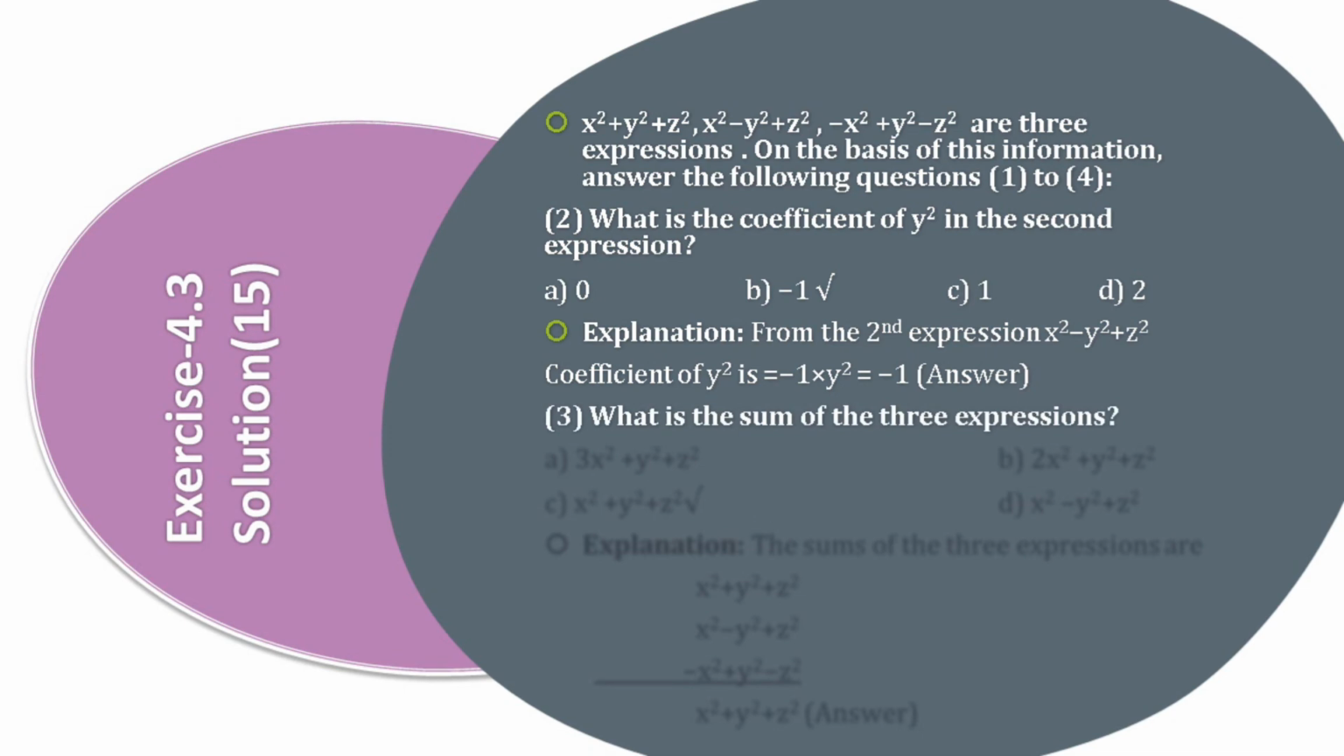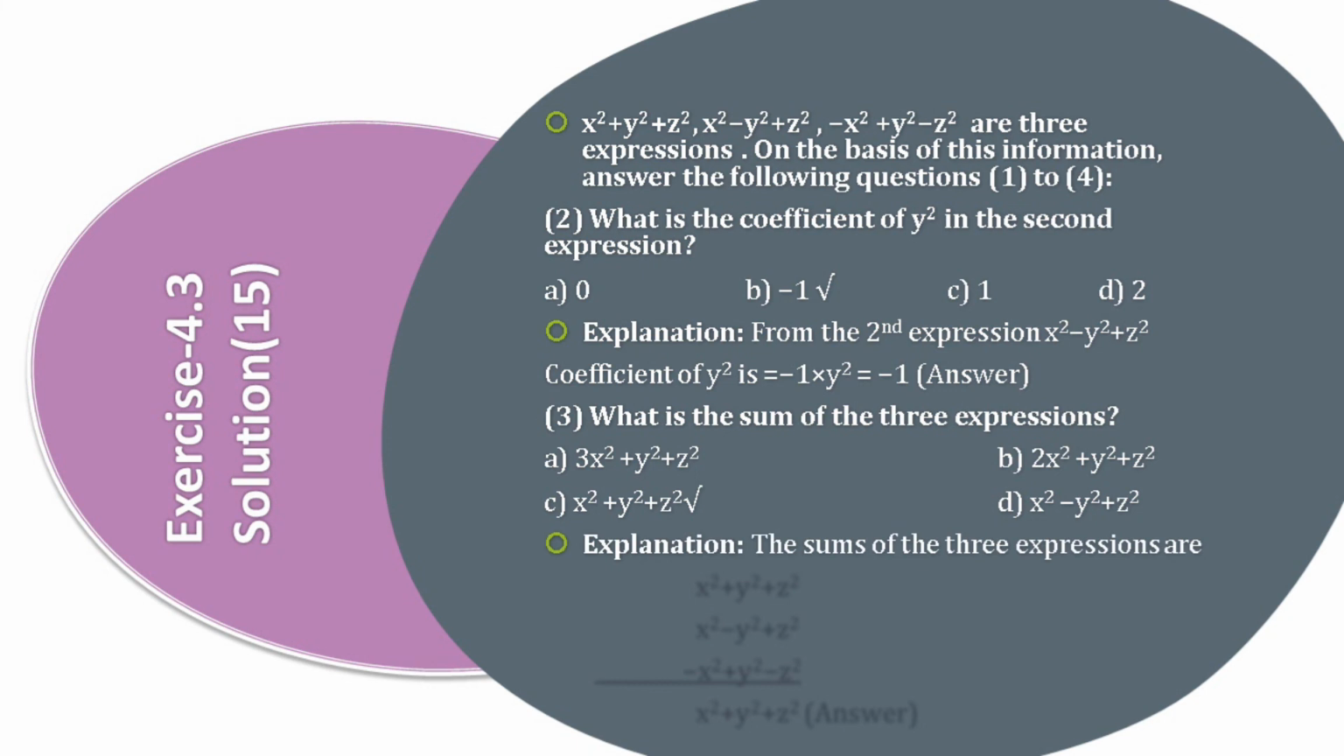After that, number 3, what is the sum of the three expressions? These are the options, my dear, and the answer will be number C, x square plus y square plus z square, that is the tick mark. Let us see the explanation. The sum of the three expressions, arranging the similar terms or similar variables one by one, we can get x square plus y square plus z square, then x square minus y square plus z square, minus x square plus y square minus z square.